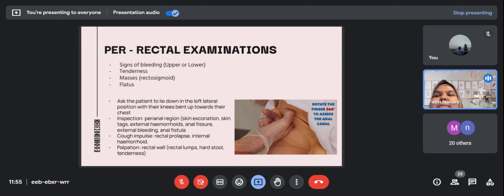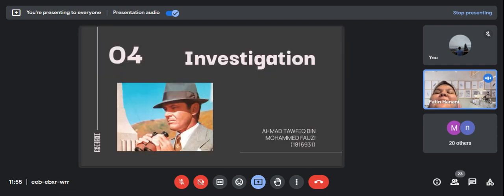So for the per-rectal examination, we ask the patient to lie down in the left lateral position with their knees bent up towards the chest, and then we inspect for any lesion at the perianal region, such as skin excoriation, skin tag, or any anal fissure or external hemorrhoid. And then we ask the patient to cough to check for cough impulse, to check for any rectal prolapse or internal hemorrhoid. And lastly, we palpate the rectal wall 360 degrees to assess the anal canal, to check for any rectal lump or any hard stool or any tenderness. So that's all for physical examination.